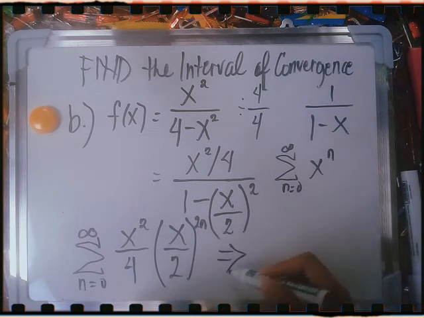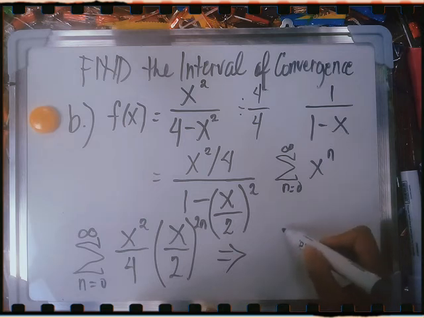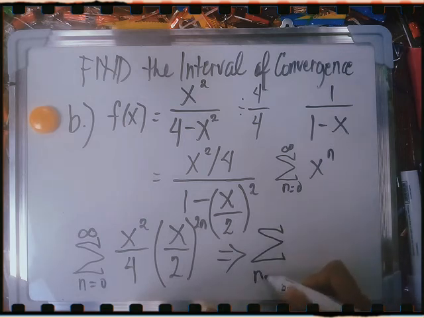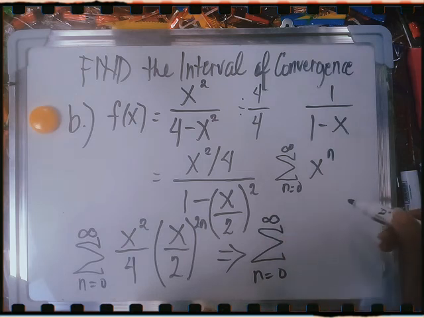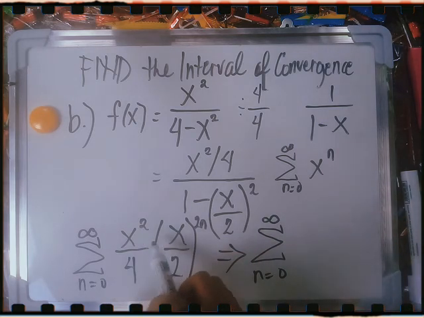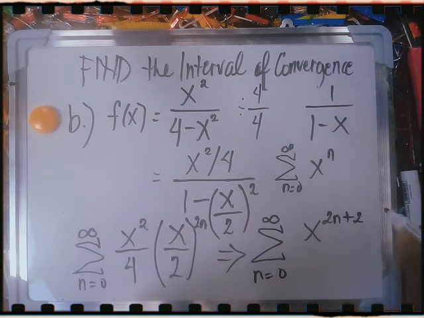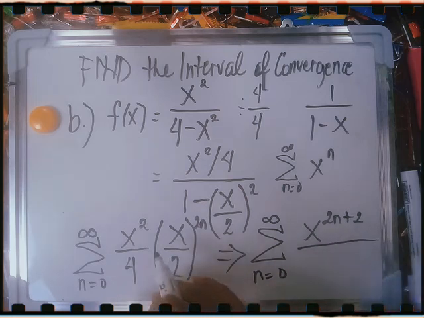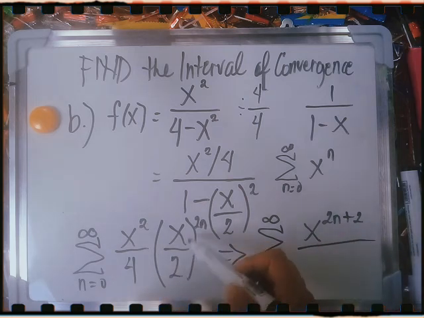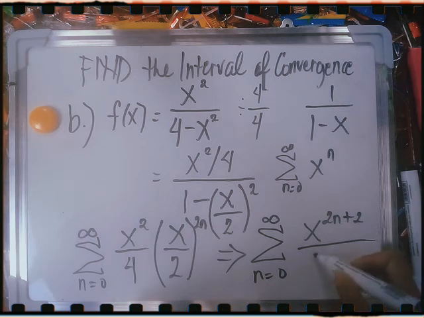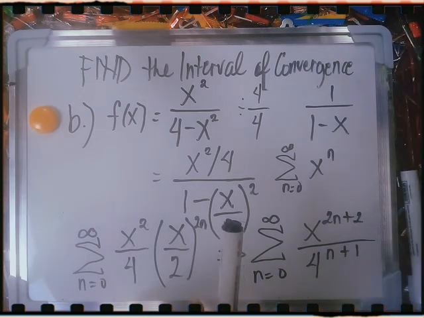Eh, hindi pa nagtatapos dyan ang lahat. Pagsasama-samahin pa natin ang kanilang mga x's. So, we have the series n to infinity of, paano natin sasamahin ito? So, we have x raised to 2 times n plus 2. Tama? And then, it will become 2 raised to 2n is 4 raised to n. So, we have 4 raised to n plus 1. So, that's our power series.